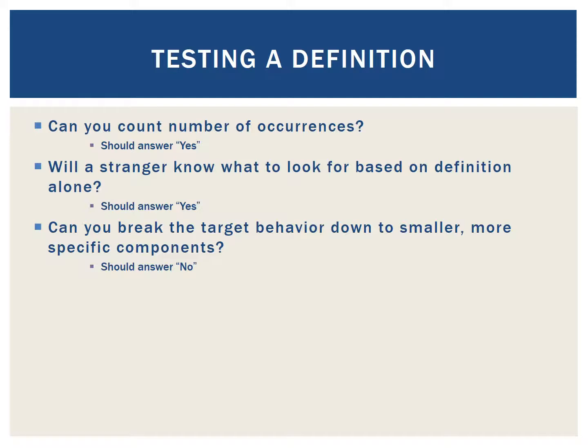Once you develop a definition, there's a real quick little test you can give. First one is, can you count the number of occurrences? If you can't answer yes to that, go back and look at your definition again. You should always be able to count when a behavior has and has not happened, or if it is and is not occurring. Second one is, will a stranger know what to look for based on the definition? In other words, if you just give this definition to someone and say, go into that room, observe that participant, will they be able to identify an occurrence or non-occurrence of a behavior? If the answer isn't yes, look at your definition again.